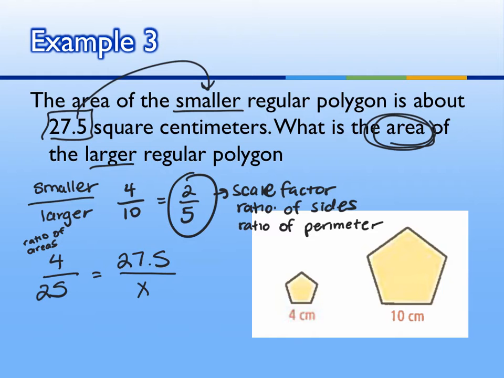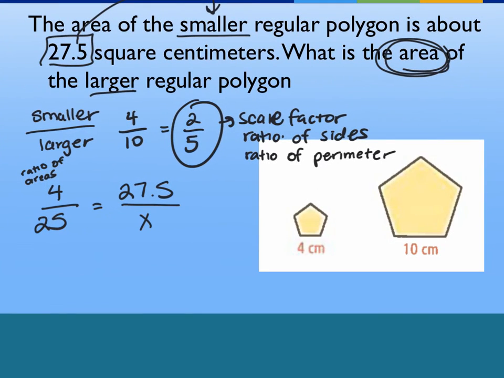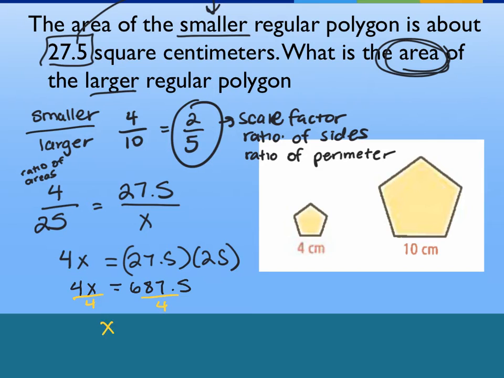Now, on a question like this, I would let my calculator do the work. I'm going to cross multiply. I'm going to multiply 4 times x equals 27.5 times 25. 27.5 times 25, so 4x equals 687.5. And then I'm going to divide both sides by 4. And 687.5 divided by 4 is 171.875.